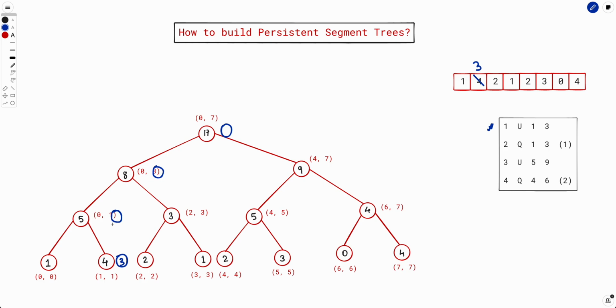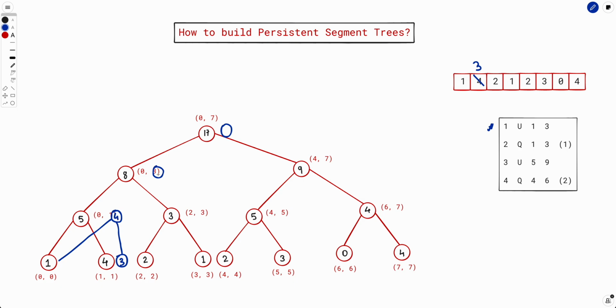Now what will be the left child of this? Notice that you haven't changed or touched the left part at all. So whatever was the left child of the original node will be the left child of this node as well, right? And what will be the right child? Right child will be the new node that you have created. So left plus right, which is 4, so this will be 4, right?